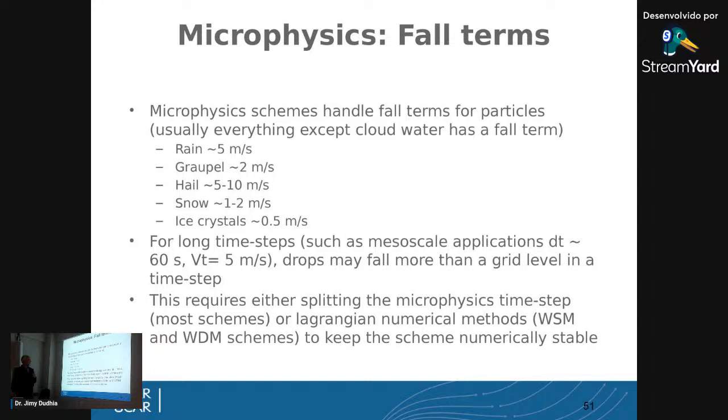For long time steps, such as mesoscale applications, our time step is 60 seconds, and the fall speed is 5 meters per second. So drops may fall more than 1 grid level in a time step, which is numerically unstable. So we have to treat these in various ways, which include either splitting the microphysics time step so that a particle can fall only 1 grid level per time step, or a Lagrangian method, which allows it to be treated in 1 time step. So this happens at coarse resolutions where the time step may be about a minute.